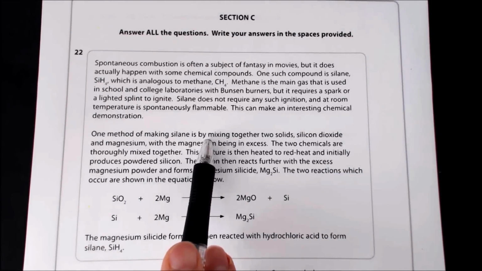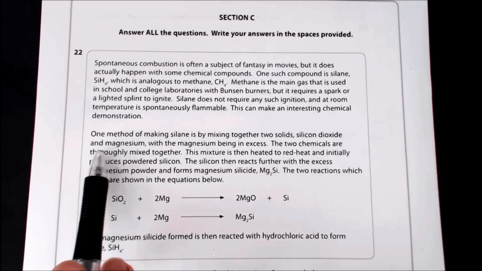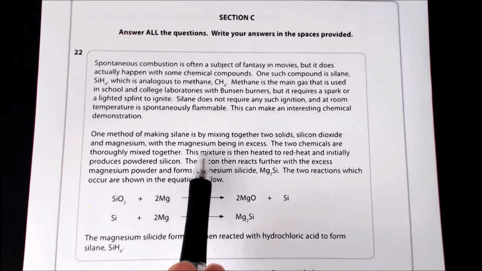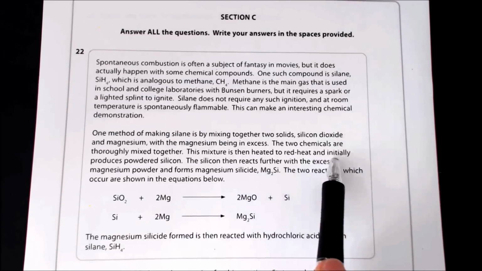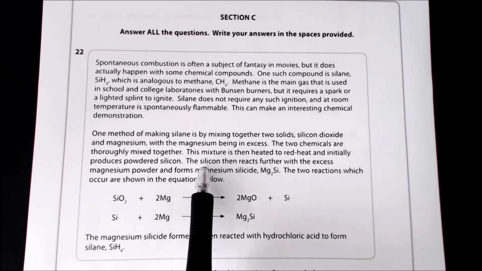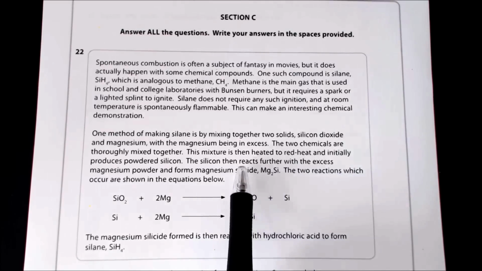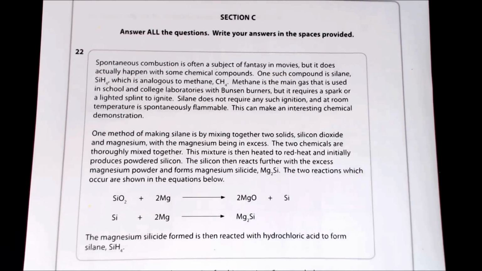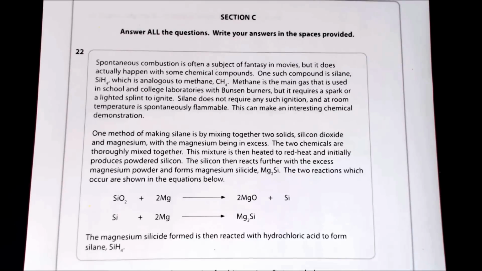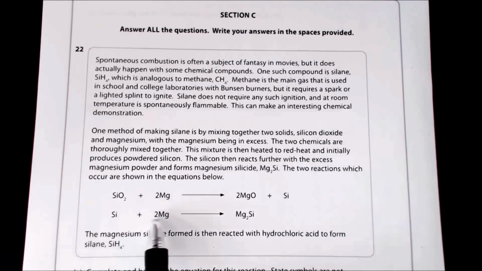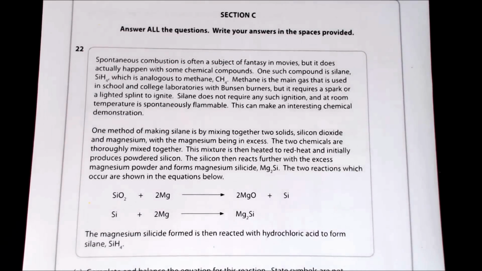One method of making silane is by mixing together 2 solids, silicon dioxide and magnesium, with the magnesium being in excess. The 2 chemicals are thoroughly mixed together. The mixture is then heated to red heat and initially produces powdered silicon. This silicon then reacts further with the excess magnesium powder and forms magnesium silicide, which is Mg2Si. The 2 reactions which occur are shown in the equations below. So you've got SiO2 plus 2Mg will form 2MgO plus Si, and then the Si reacts with 2Mg to form Mg2Si. The magnesium silicide formed is then reacted with hydrochloric acid to form silane, SiH4.